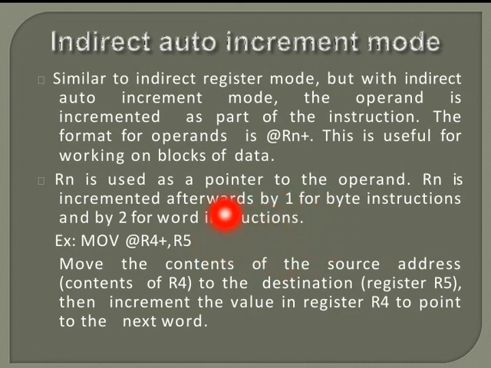You have to go to that particular memory address, and whatever value is there, that value is taken. Plus, if it is a byte then you have to increment the register by 1. If it is a word then you have to increment by 2, and the incremented value you have to substitute in your R5. So this is indirect auto increment mode.